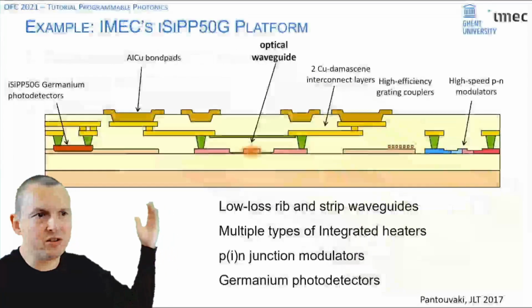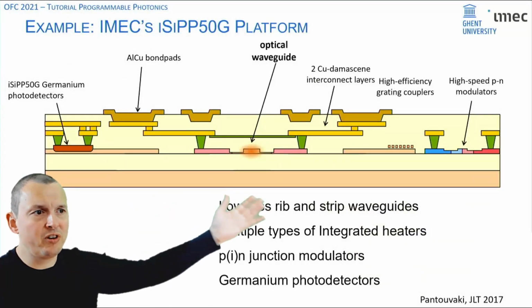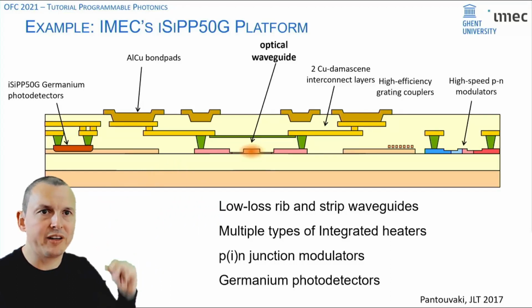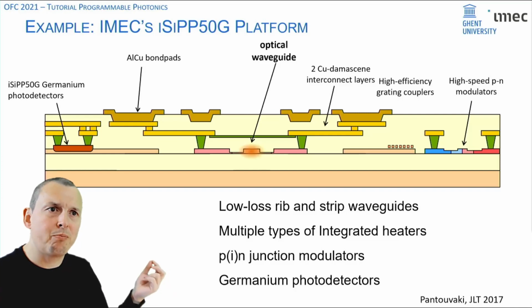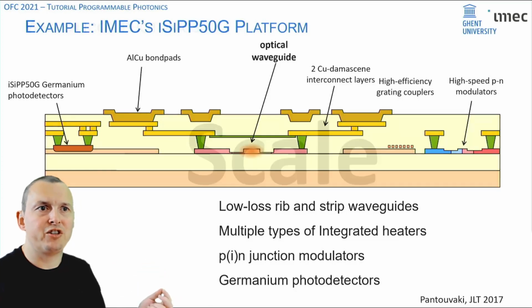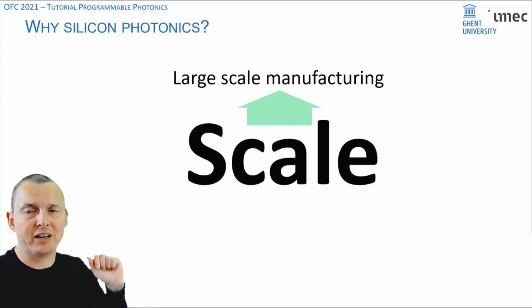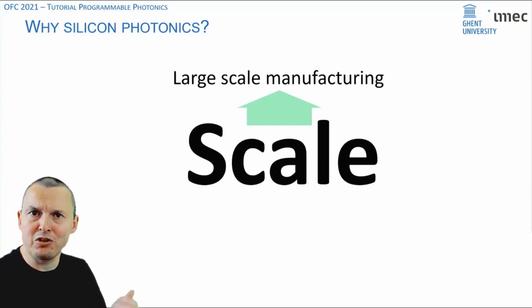So in cross-section it looks a bit like this. You have your modulators, your waveguides, your photodetectors, and then your electronic wiring at the top. Now, such a platform gives you two scale advantages. On one hand, you have your large-scale manufacturing infrastructure. Such a platform is compatible with CMOS manufacturing.